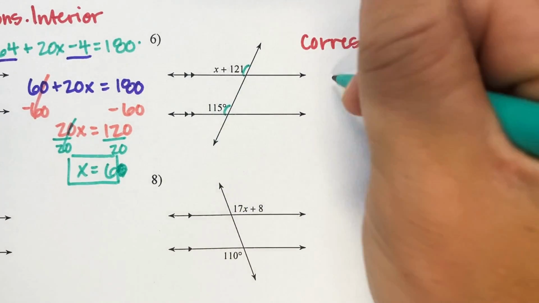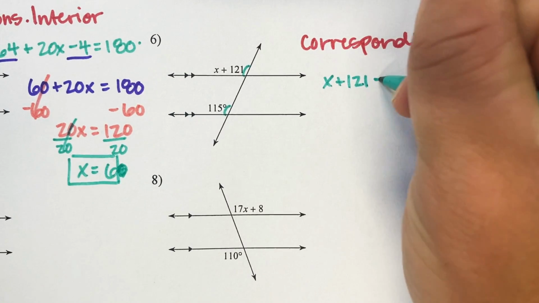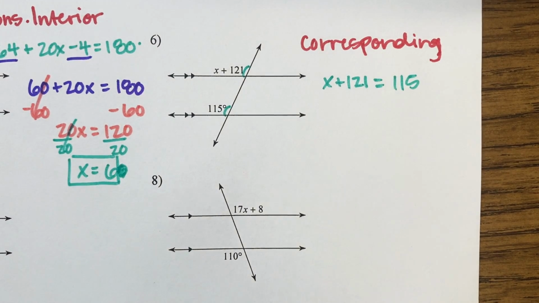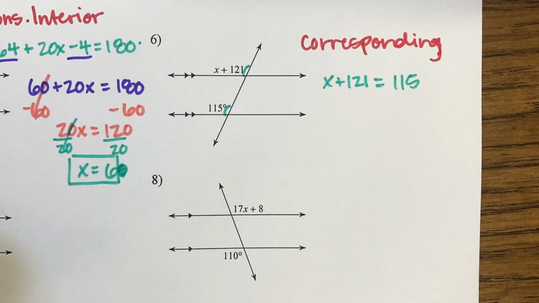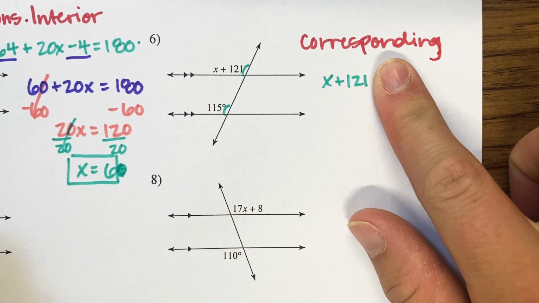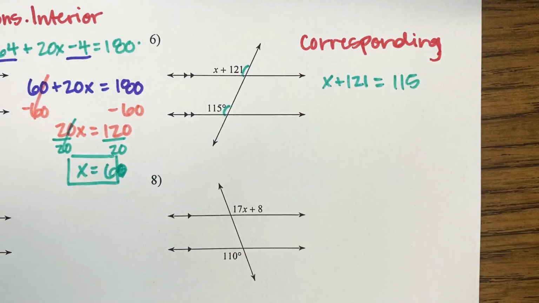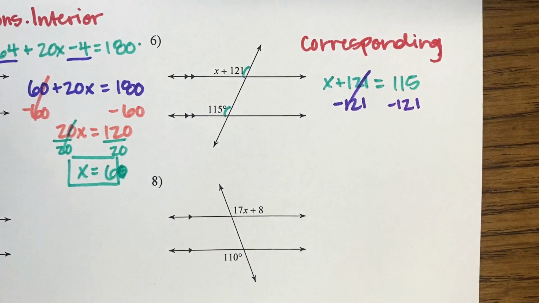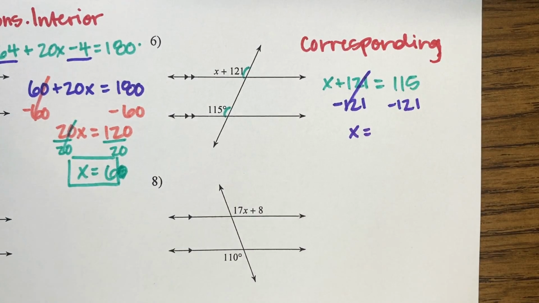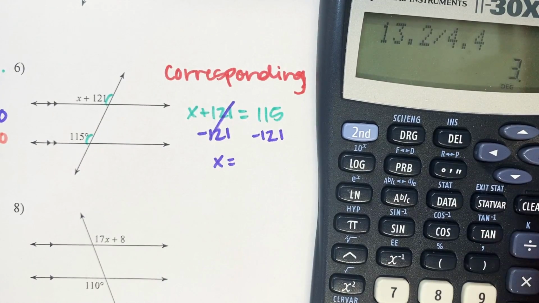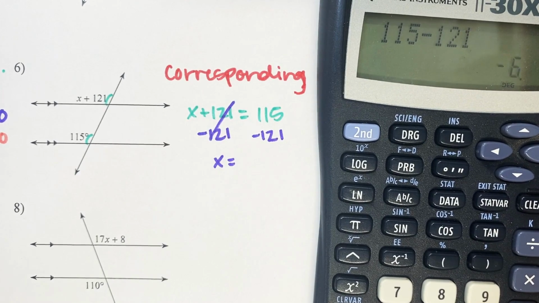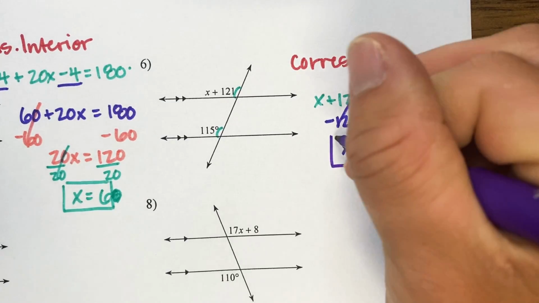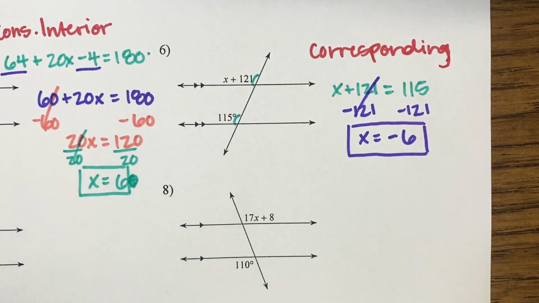So we are going to actually set these angles equal to each other to solve. So I have x plus 121 equals 115. Beautiful. Now this one's pretty easy because there's only one thing I got to get rid of to get x by itself. What is the opposite of plus 121? We're going to subtract 121. So my x is going to be all by itself. What is 115 minus 121? We get negative 6.